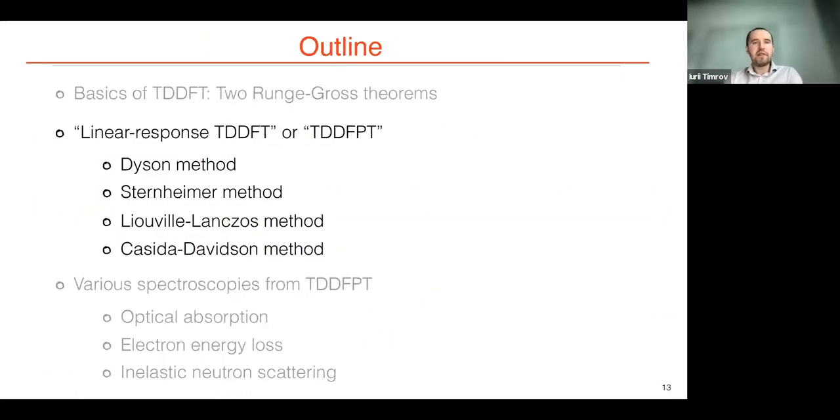Okay, so that was the basics. We discussed the time-dependent Schrödinger equation and the two Runge-Gross theorems. Now we need to solve somehow this time-dependent quantum equation. And there are different methods. In the following, we will discuss 4 of them.